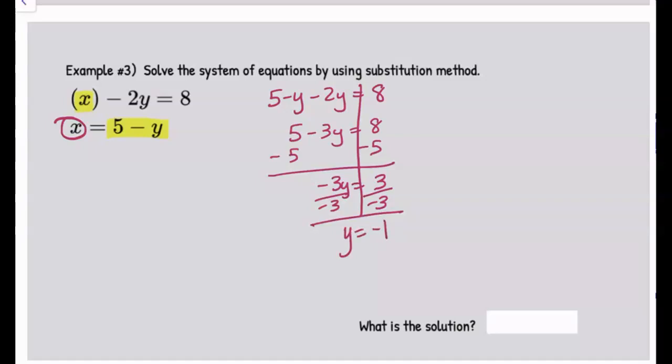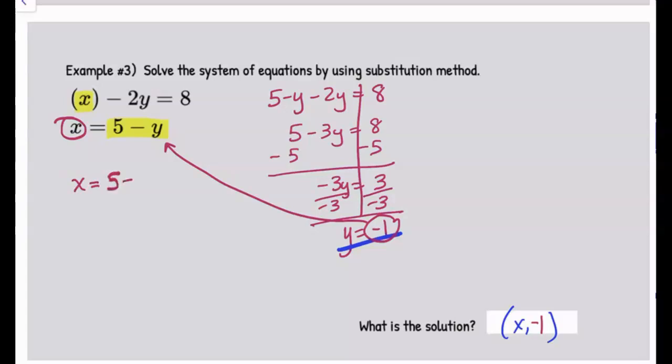So once again, my solution is an x, y, and I just found out what my y was. So I can go ahead and put in negative 1 for my y. But now I need my x. So I am going to take that negative 1 and substitute it back into that second equation because I'm looking for x. I could do it into either one, but it would take more steps. So since I want to know what x is, and this says x equals, I just plug it in.